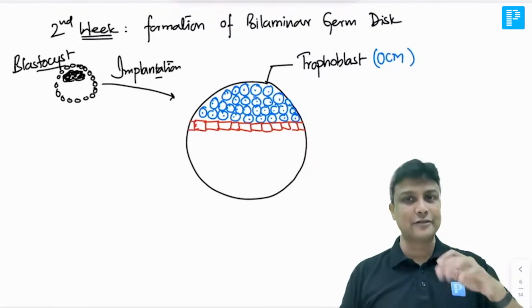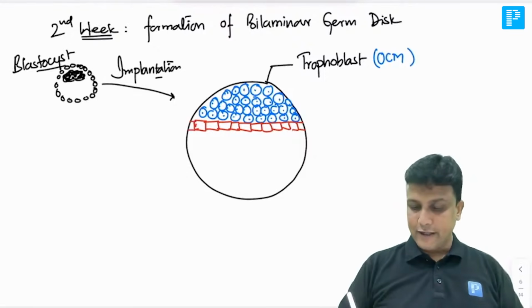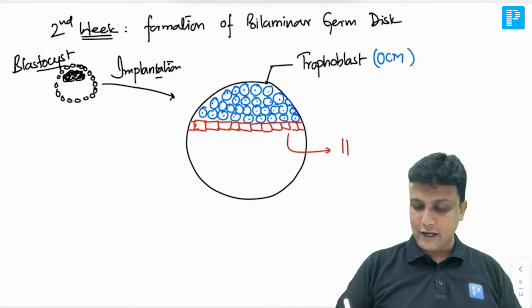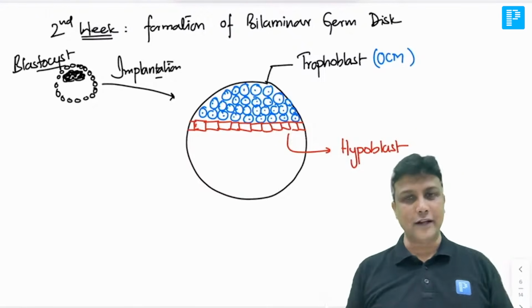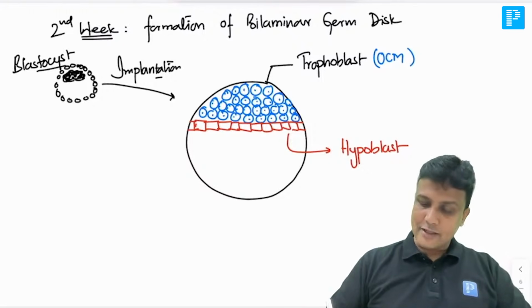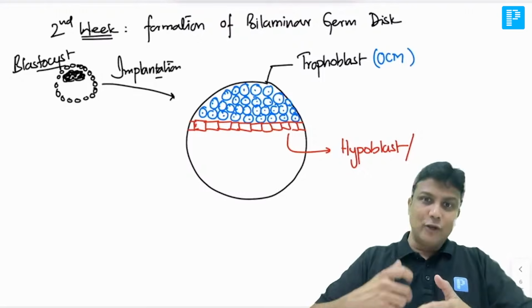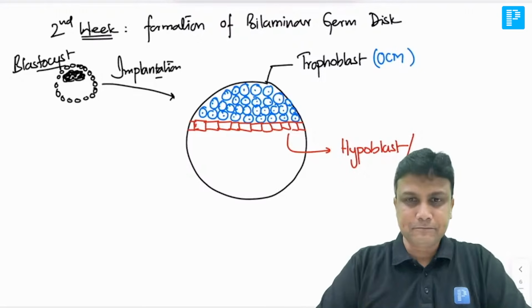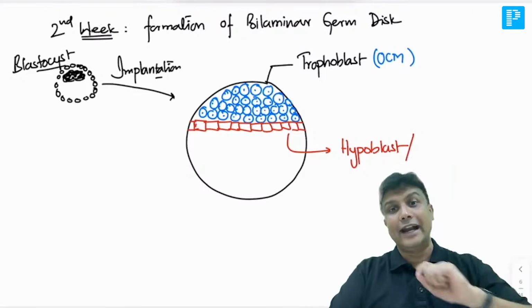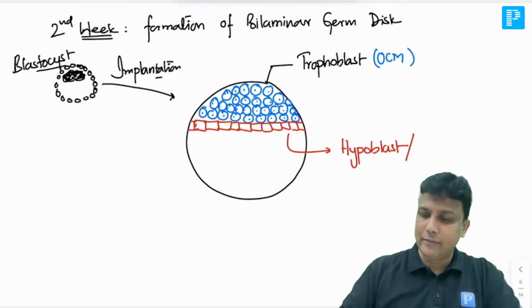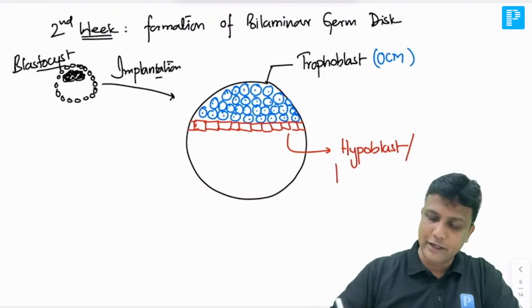Only one layer is modified into cuboidal cells, and this layer is now known as the hypoblast. This one will be referred to as hypoblast. Within a few minutes I'll prove to you that the hypoblast is the one which is going to become your endoderm, which is going to form which germ layer? Endoderm. So if the hypoblast is going to become endoderm, can I call this one the primitive endoderm here? Yes, of course, I can call it primitive endoderm.